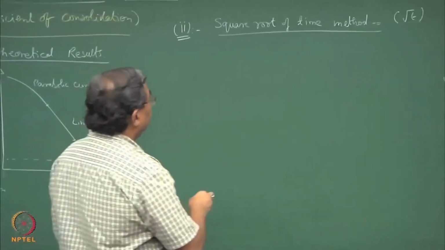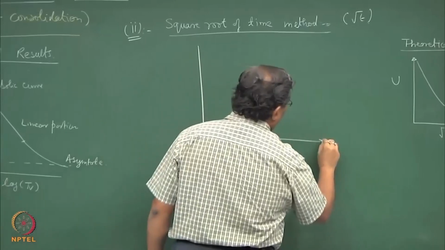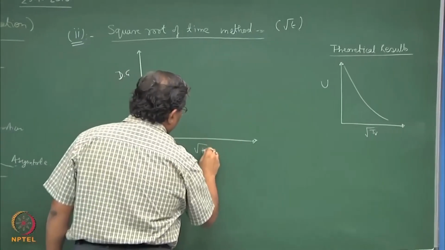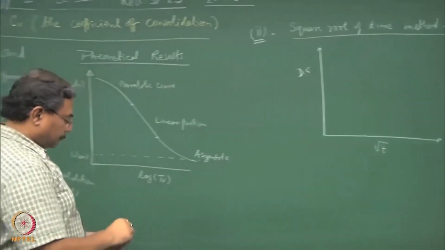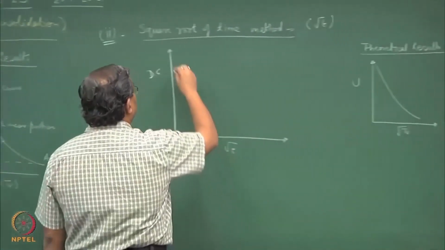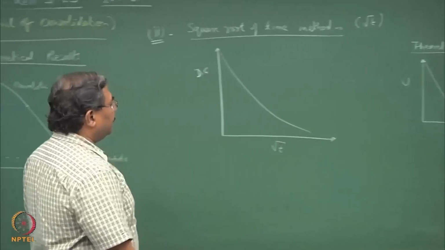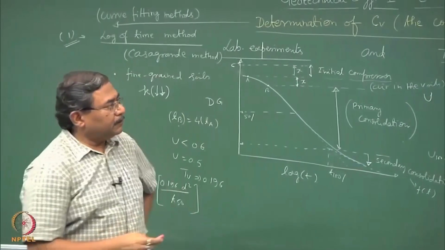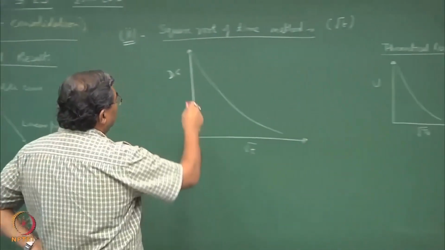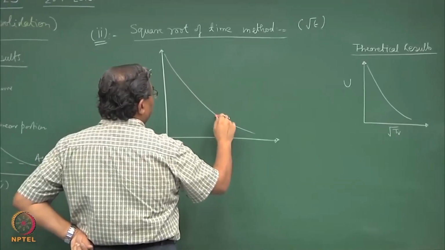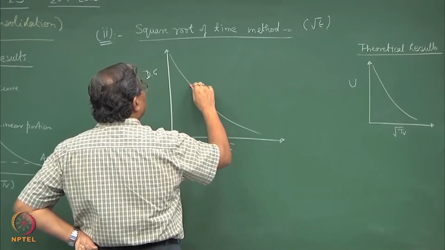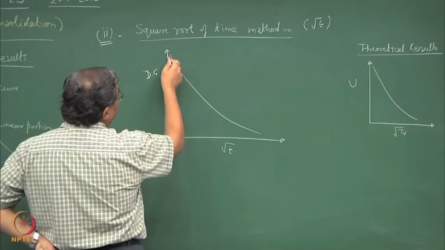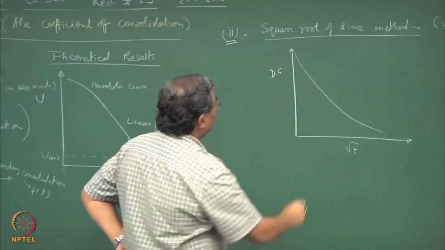In experimentation, what we will do is we will plot the dial gauge readings as a function of under root time in minutes. If I have a relationship like this, which I get as per this method, the linear portion of the graph has to be extended back. Wherever this cuts the dial gauge axis, all right.